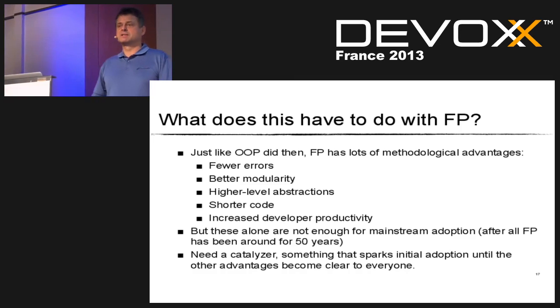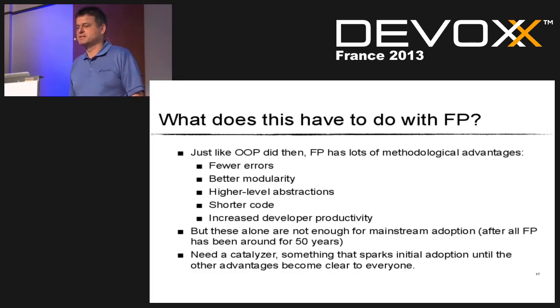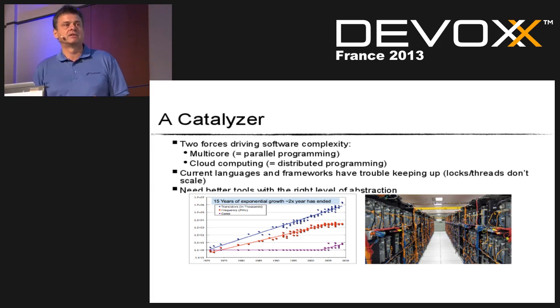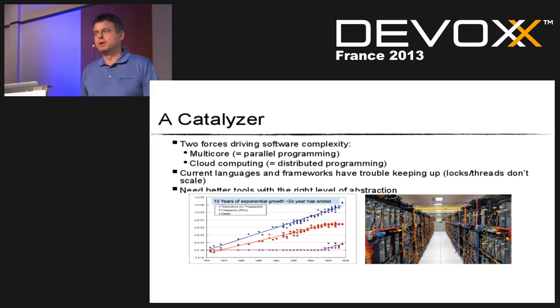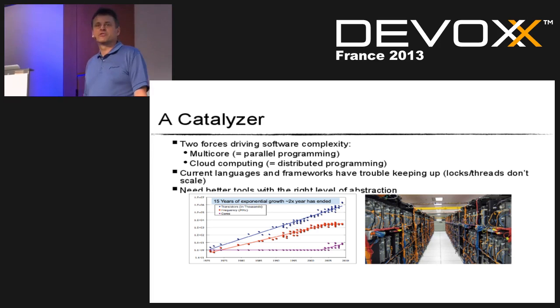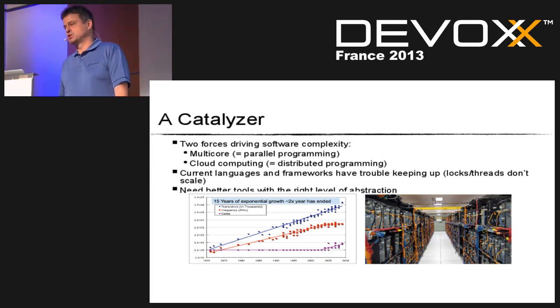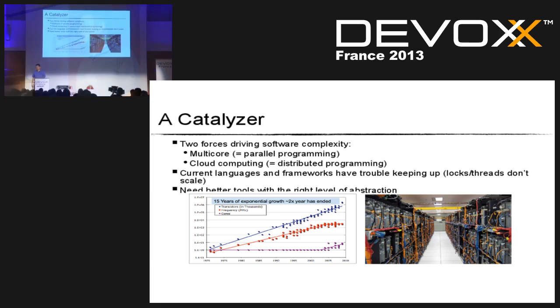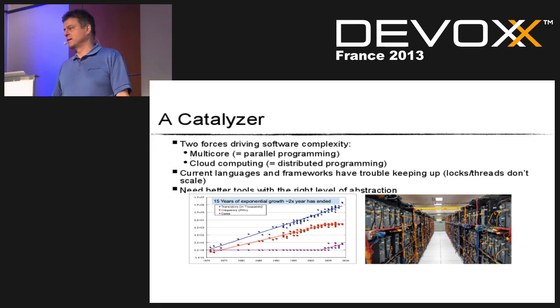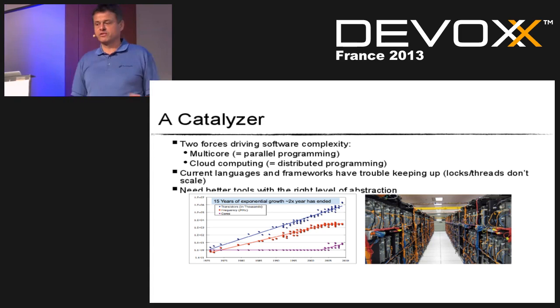I think the answer is that it needs a catalyzer, something that sparks the initial adoption until the other advantages become clear to everyone. So what could this catalyzer be? Because I think we do see a resurgence of functional programming by all sorts of measures. For instance, I see at the scientific conferences that object-oriented programming was way more popular than functional programming 10 years ago, and now it's the reverse. ECOOP was 3 times the size of ICFP, the functional programming conference. Now ICFP is twice the size of ECOOP. So you see the shift in trend.